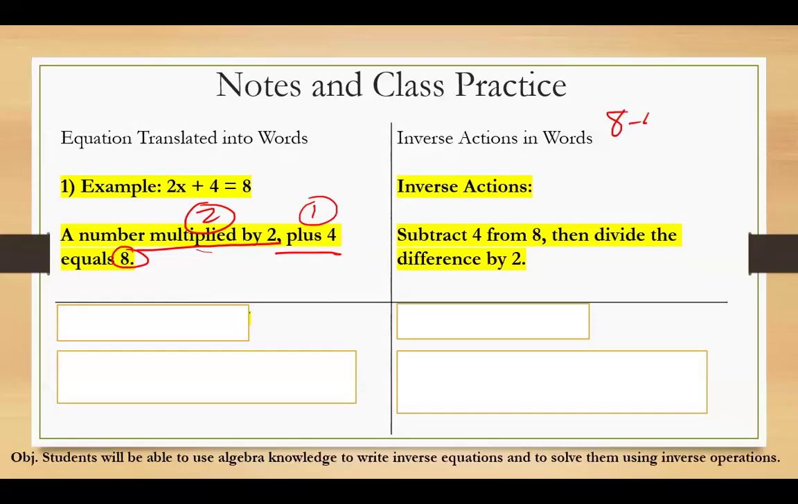So I have 8 minus 4. And I subtract that and I get 4. Then we told ourselves to do what? Divide by 2. After we do that, we end up with 2. So therefore, x is 2. We undid everything we told ourselves to do. Make sense?